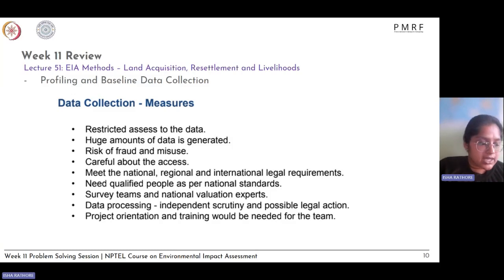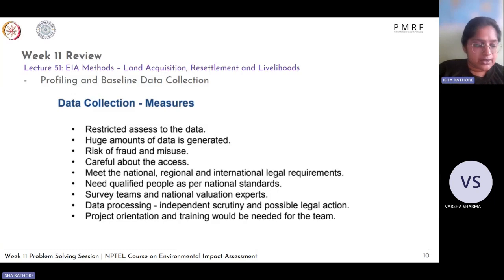You should also be careful about the access, that is, who has access to all of this data which was collected, because if it falls into wrong hands, it can lead to misuse of this data. You also need to, when doing the data collection for land acquisition resettlement, meet the national, regional, international legal requirements, if any are there, based on your country. Also, you need qualified people as per national standards who will be involved in the data collection and data analyzing, so that the security of the data is ensured.